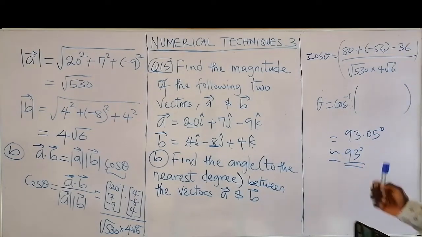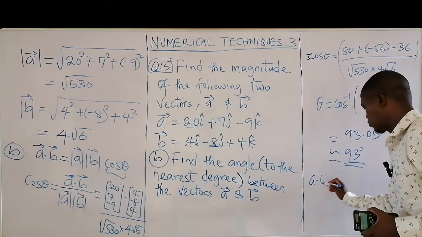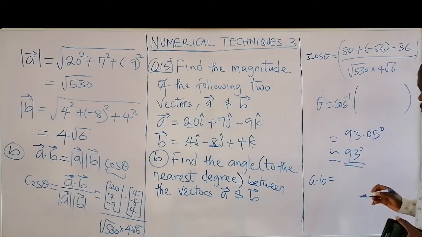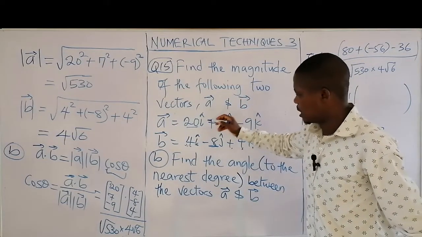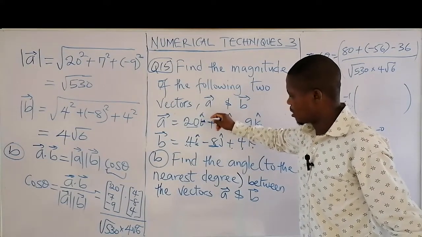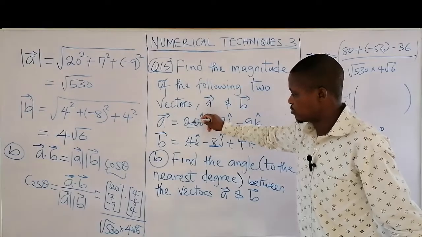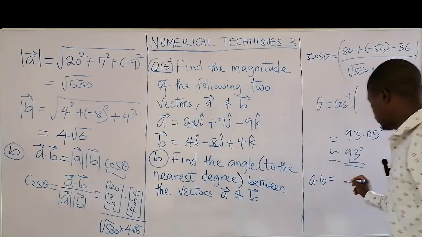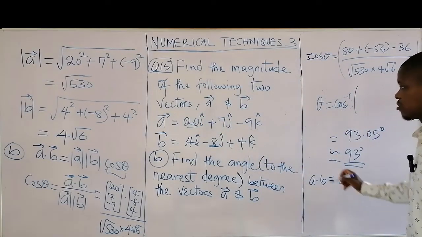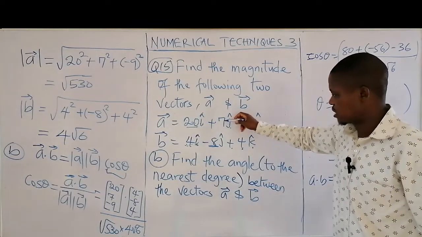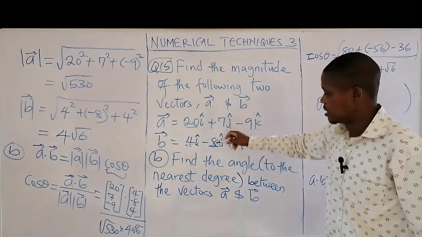The only thing I want to mention for the dot product when you are doing A dot B is very simple. What we are doing is we are only multiplying the coefficients of the unit vector i together, 20 times 4, that's 80, then plus. For the j unit vector, the coefficient is 7 here.